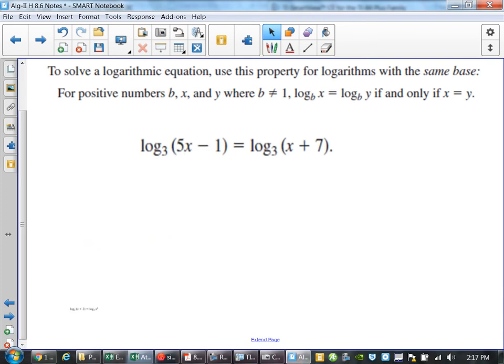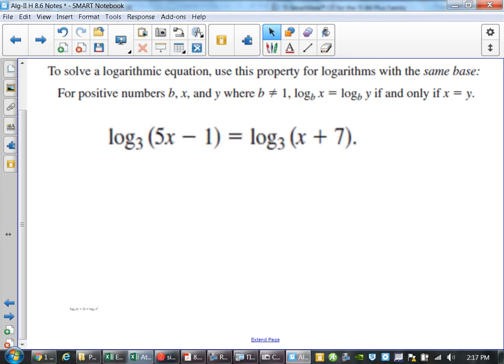Sometimes you have logs on both sides of the equation. If you have the same log base on both sides of the equation, whatever they're taking the log base of, those have to be equal to each other. Same idea when we had the same base raised to an exponent. Once you have the same bases, the exponents had to be equal to one another. Here I have the same log bases, which means the stuff in parentheses has to be equal to each other.